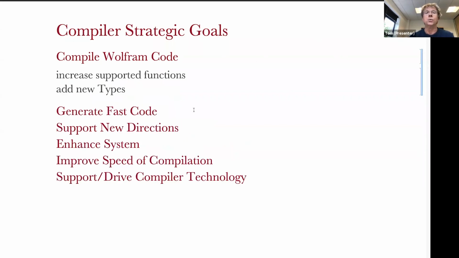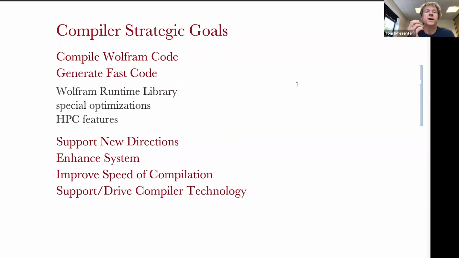One goal we have is obviously to compile Wolfram code. To do that, we have to increase the set of functions that we support, and to do that, we often have to add new types. I'll be showing some examples of that. We want to generate fast code, so we have this base built on generating machine code. But we've done a lot of work building up a library of things that Mark's going to be talking about. We add various special optimizations, and we can access HPC features. That's going to be the focus of my talk tomorrow.